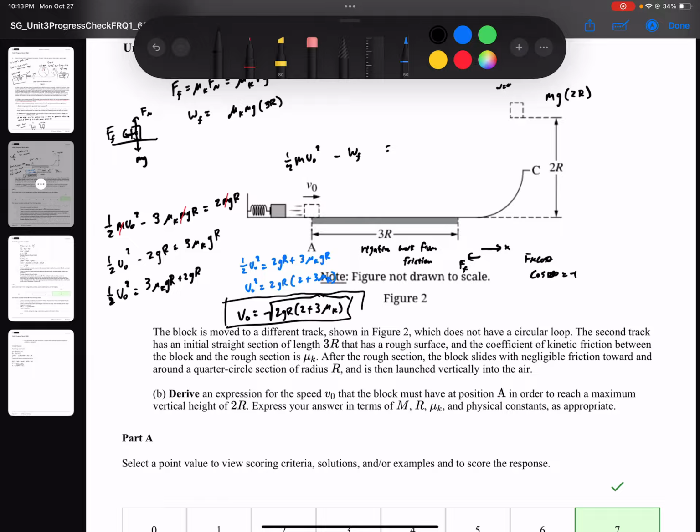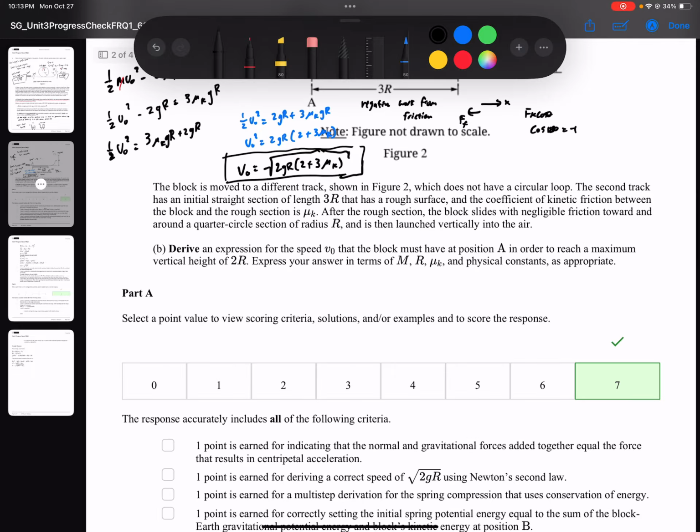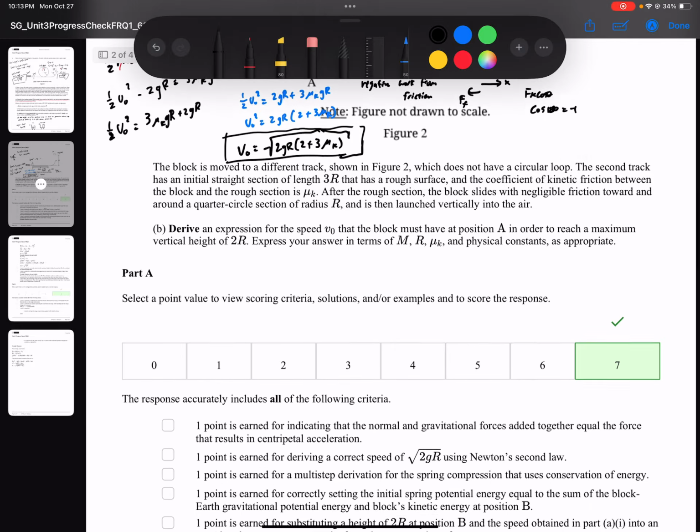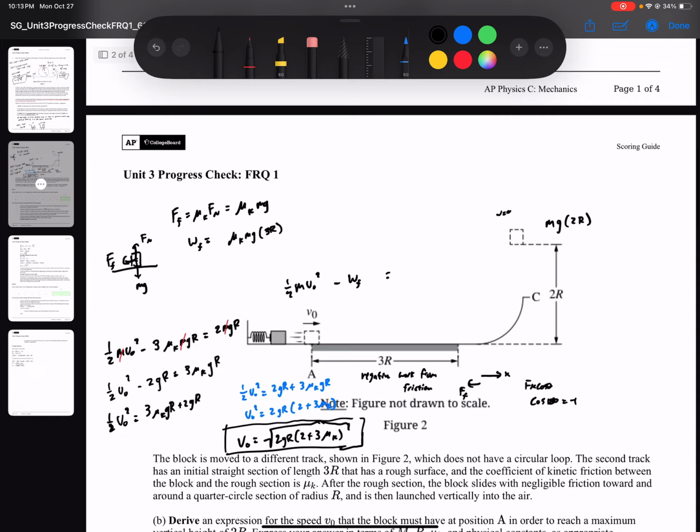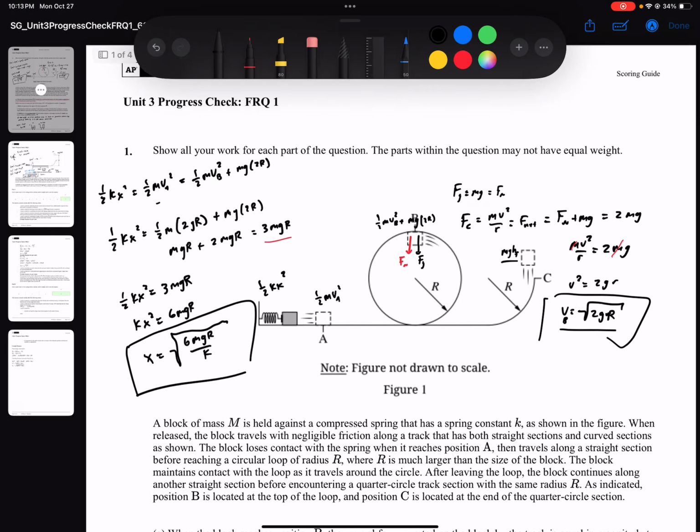All right, so that's the answer. The initial velocity of the block is the square root of 2 times g times r, all multiplied by 2 plus 3 times mu sub k, and then all that's under a square root, just to make it a little bit more legible. So that's the final answer. Alrighty, so that was it for that FRQ. Let's move on to the next one.